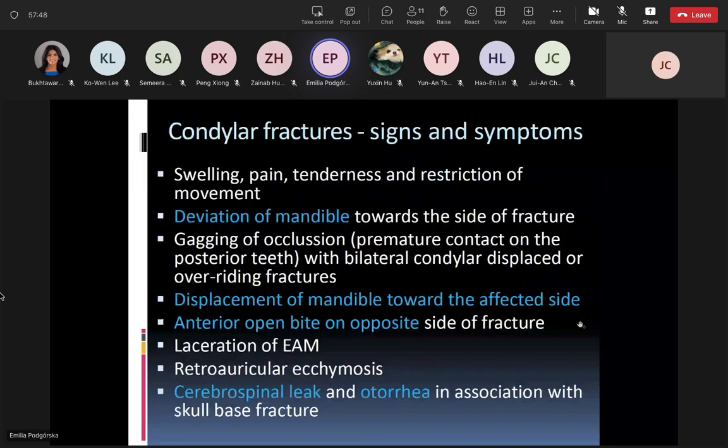Signs and symptoms: swelling, pain, tenderness, and limitation of movements, deviation of the mandible toward the site of fracture, gradient of occlusal premature contact on the posterior teeth with bilateral condylar displacement or overriding fractures, and displacement of the mandible toward the affected side, anterior open bite, opposite side of fracture, laceration, retroauricular ecchymosis, cerebrospinal leak, and otorrhea in association with skull-base fracture.